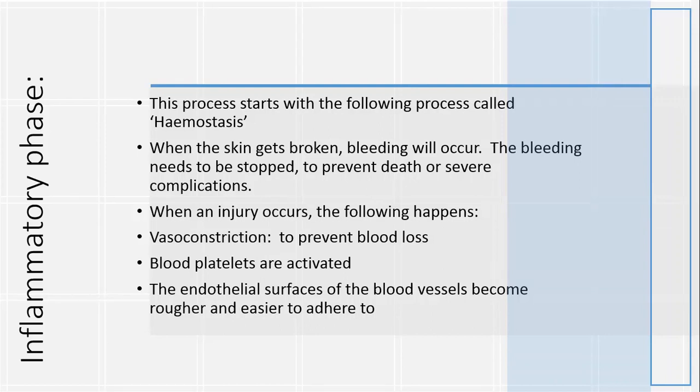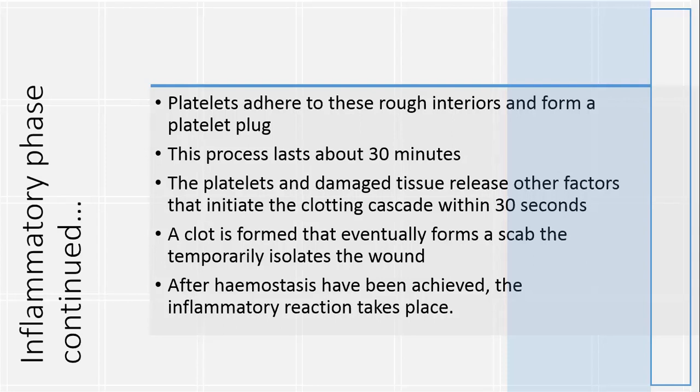So when an injury occurs, the following happens. Vasoconstriction occurs to prevent blood loss. So if you have a hose pipe, the hose pipe gets closed to prevent blood loss. The blood platelets are activated, and the endothelial surfaces of the blood vessels become rougher and much easier to adhere to. So instead of being smooth, they become rougher. And these platelets adhere to these rough interiors and form a platelet plug.